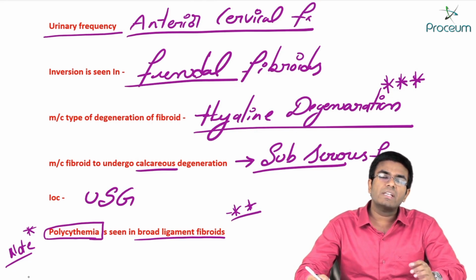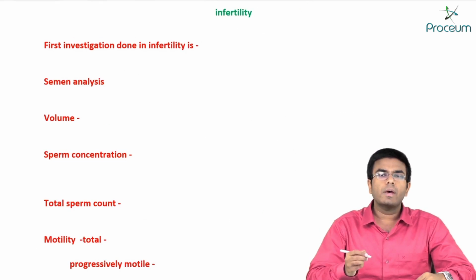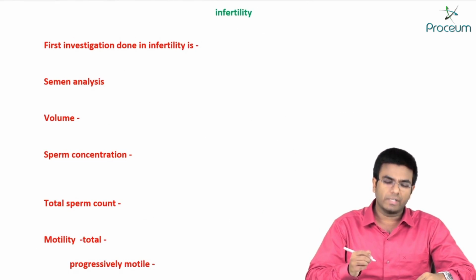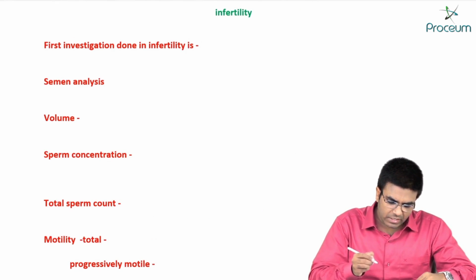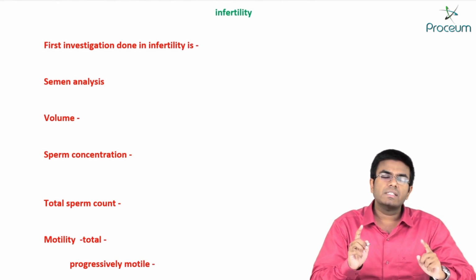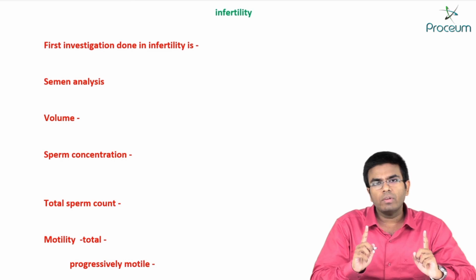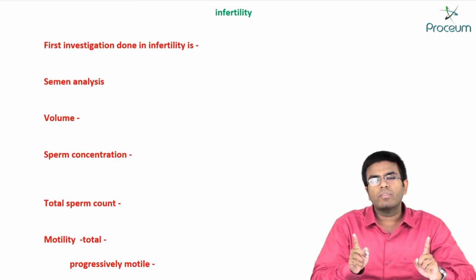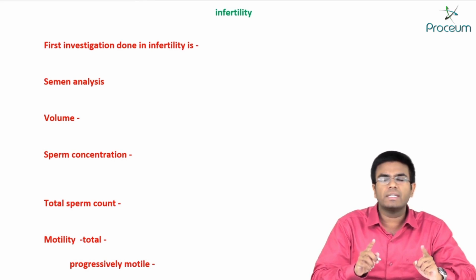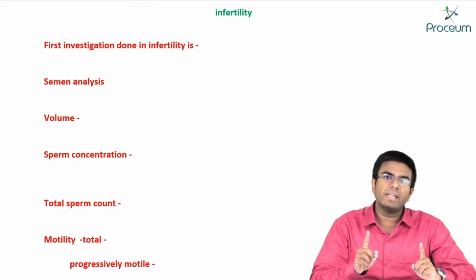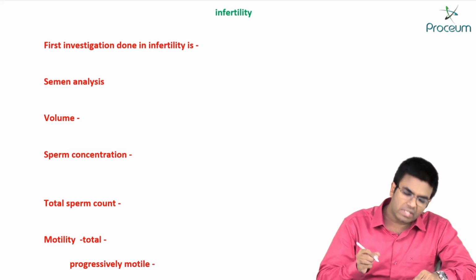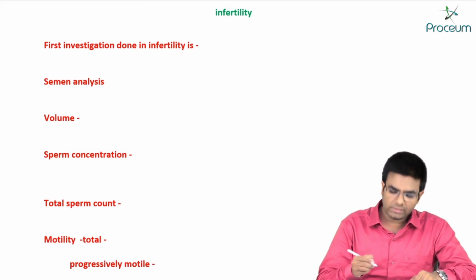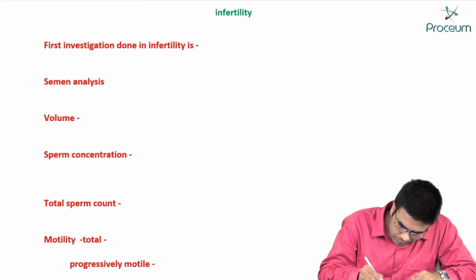After this, now let's continue to discuss about the topic of infertility. First investigation done in infertility is, guys, all the time remember, now we will first examine a male. Okay, so if a couple comes with the problem of infertility, we will examine male first. Okay, so first investigation done in infertility is semen analysis.